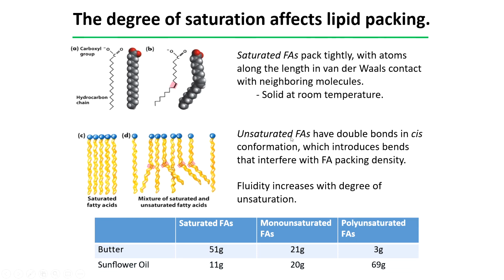However, in an unsaturated fatty acid that has a double bond, this bend forms because of the lack of rotational freedom around that double bond. This bend interferes with the ability of these van der Waals interactions to take place. And so these are not in van der Waals contact, and we increase the fluidity as we increase the amount of double bonds in the tail. And so this creates a lot of instability in the ability for these molecules to pack very tightly together. And so this actually is a more fluid structure. It's not solid at room temperature, it's liquid at room temperature.